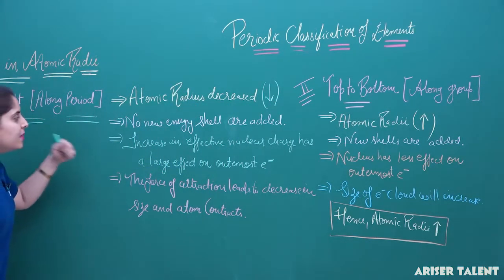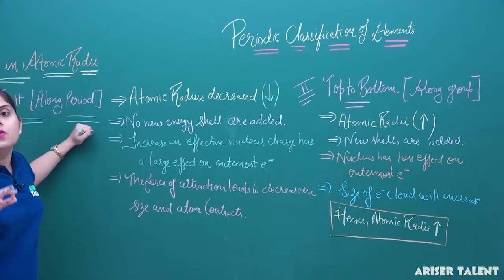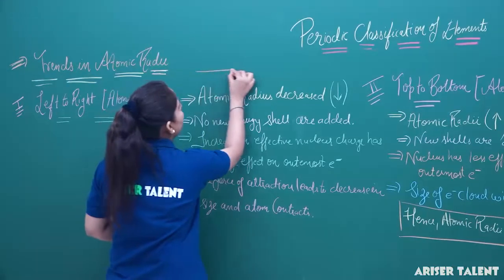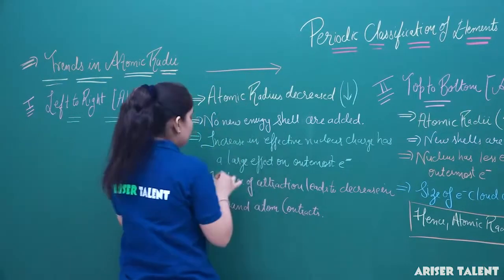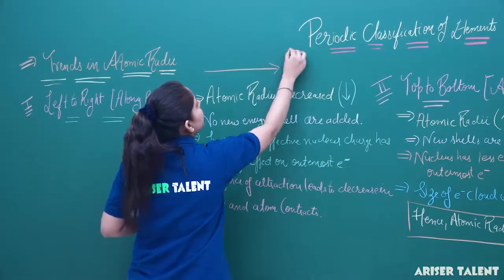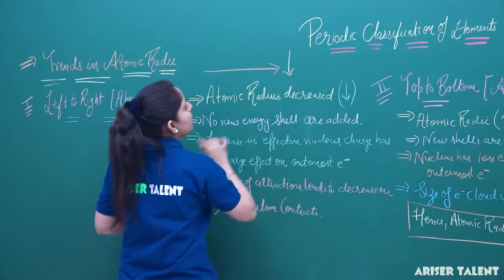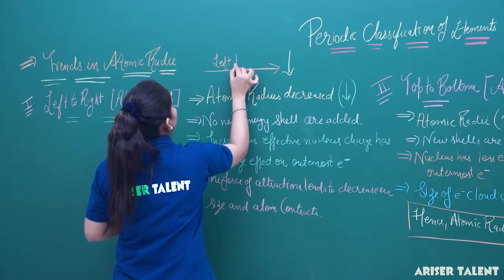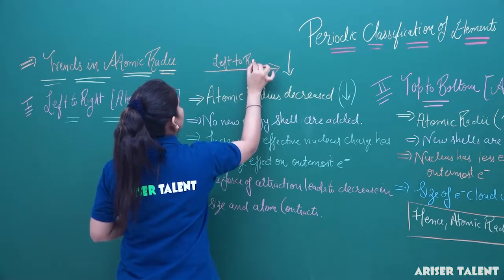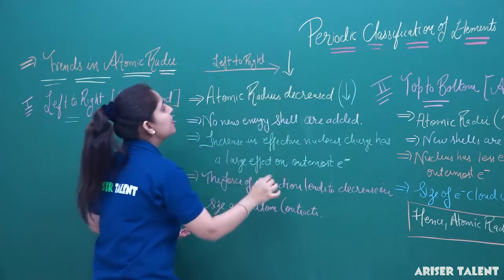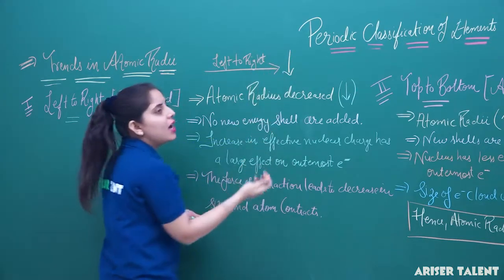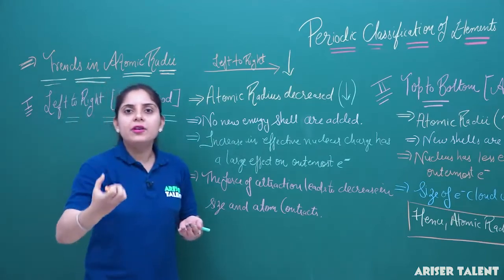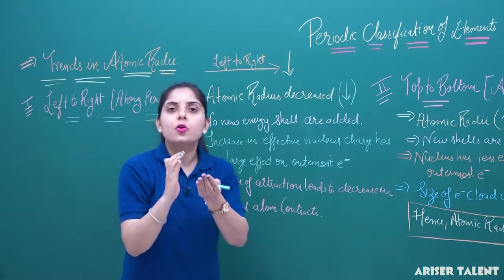I am repeating it once again. In case of the atomic radii, what we have seen is that in moving from left to right, atomic radii decreases, because no new shells are added and the nuclear charge has a much stronger force of attraction on that electron. So it will try to attract it, and usually the size contracts.